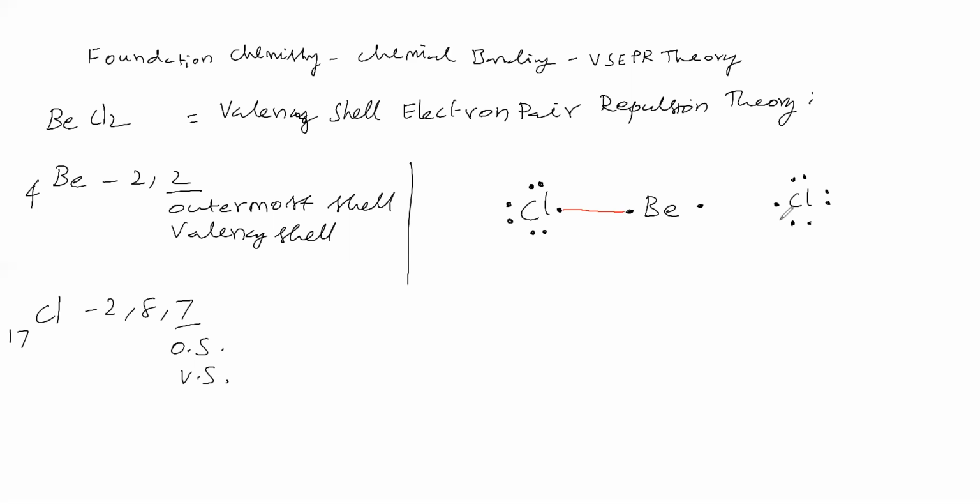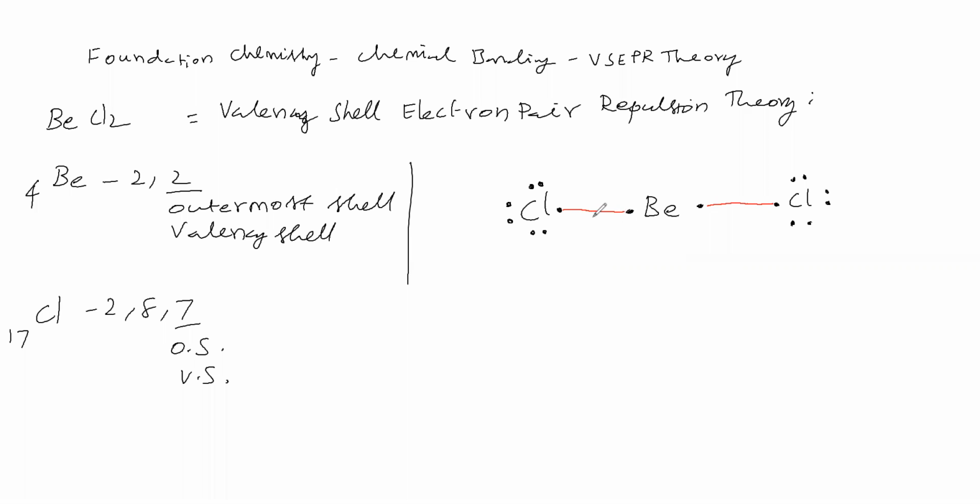Then this other chlorine's valence shell has 7 electrons. It is in need of 1 electron to get an octet. Therefore, it contributes 1 electron, while beryllium also contributes 1 electron. Between the contributed electrons, a bond is formed. Therefore, this bond is called a covalent bond. So, in beryllium chloride, beryllium is making 2 bonds.